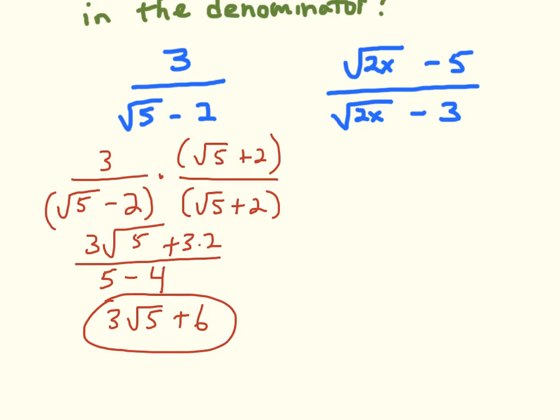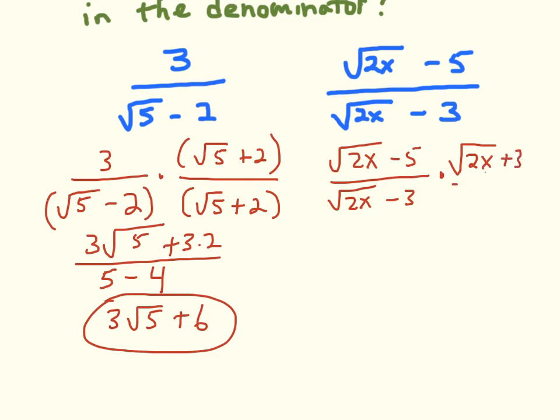We're going to do the same thing in this next example. I've got root 2x minus 5 over root 2x minus 3. I'm going to multiply by the conjugate of the binomial in the denominator. Write that x a little bit better. So root 2x plus 3, and that will get me in the numerator.